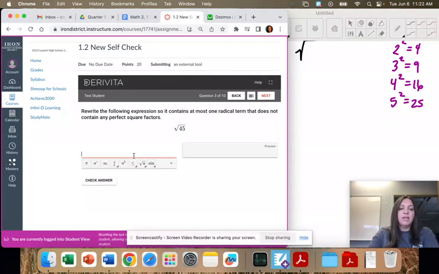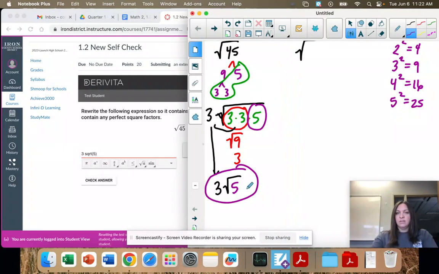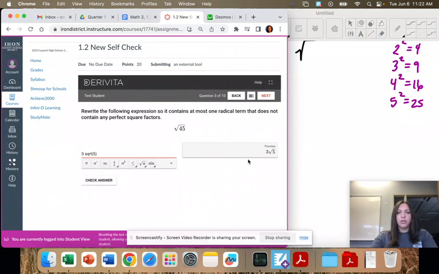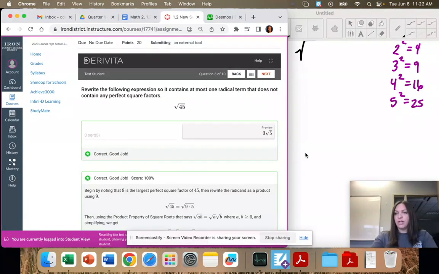And when you type that in, you do the 3 first, square root, then this one, 5. And it needs to look like this. Okay, make sure your preview matches. And then check answer. That's right.